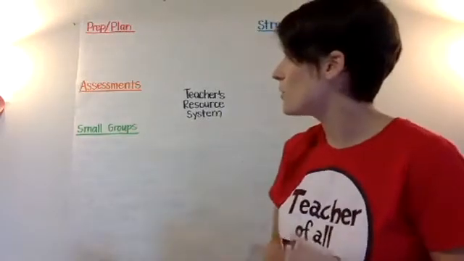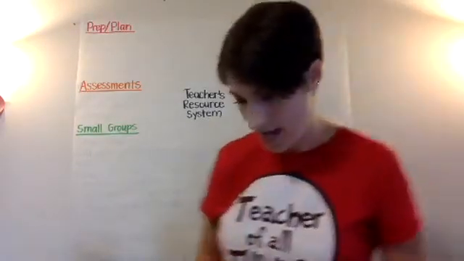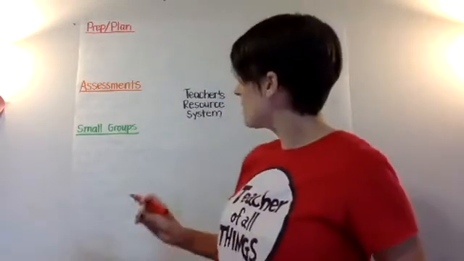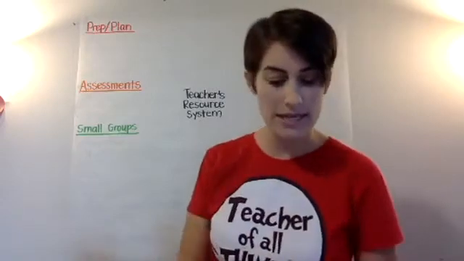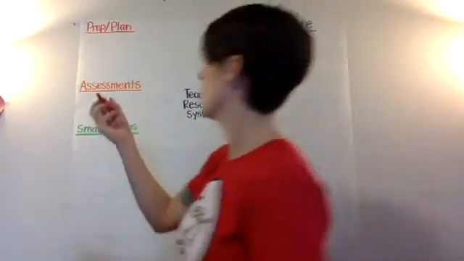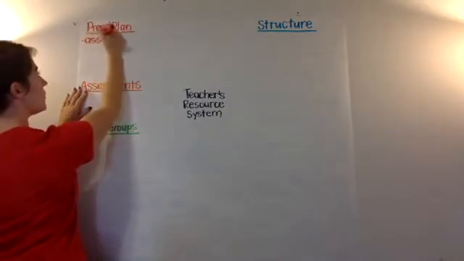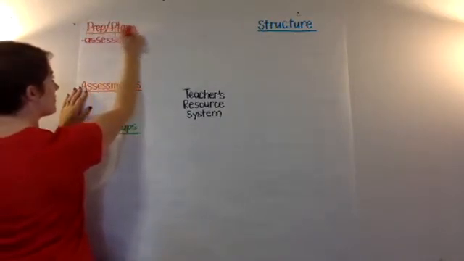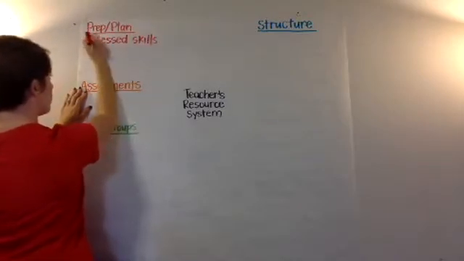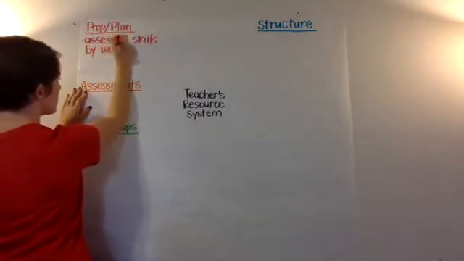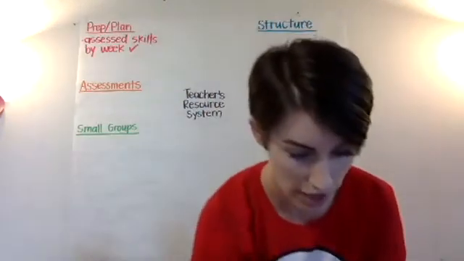Okay, now first things first. When you prep or plan, a lot of you will probably know this already just from my Plan With Me videos, but there are some components in the beginning of your TRS that are going to help you. So the first thing is you are able to find the assessed skills by week. Those are indicated with a check mark.